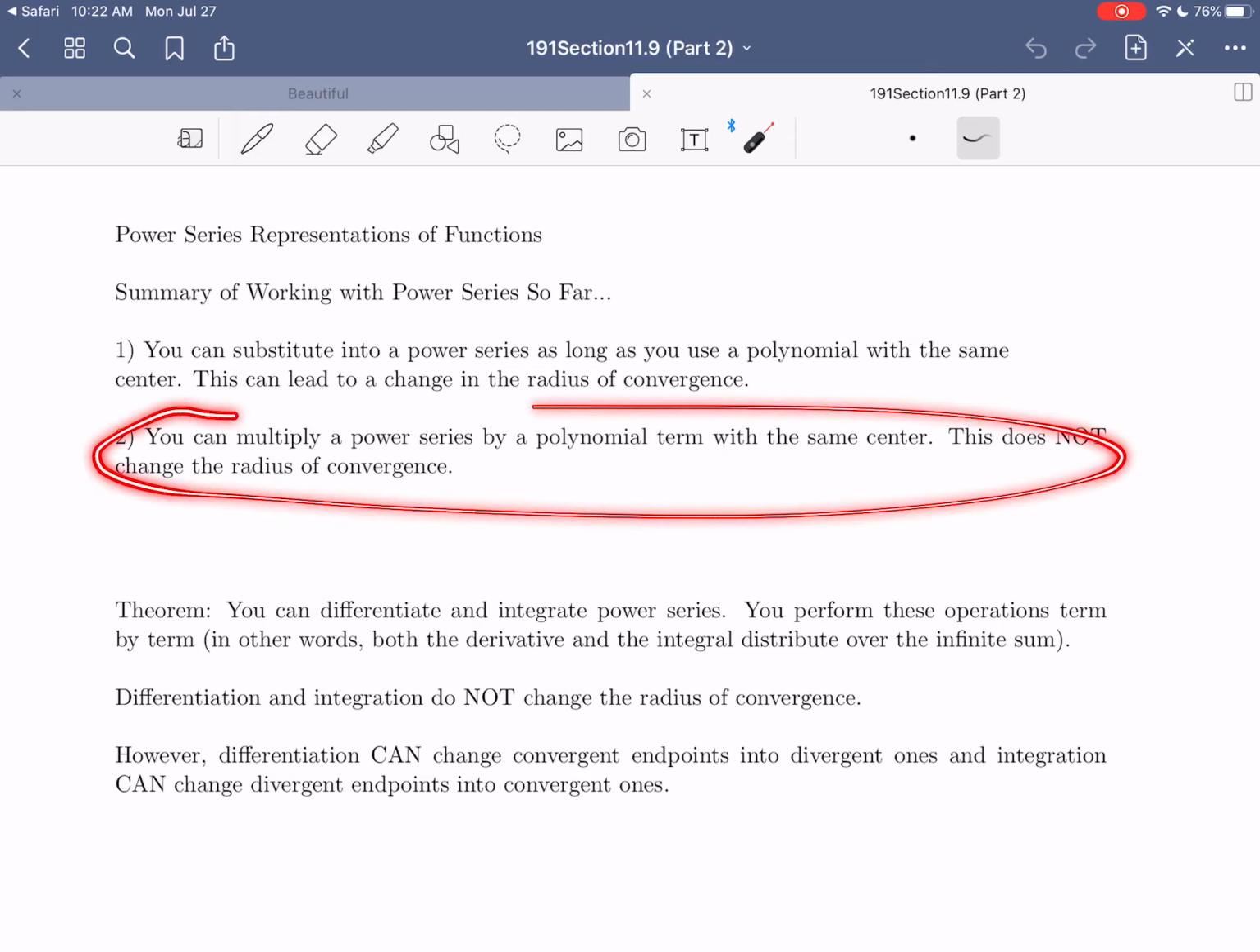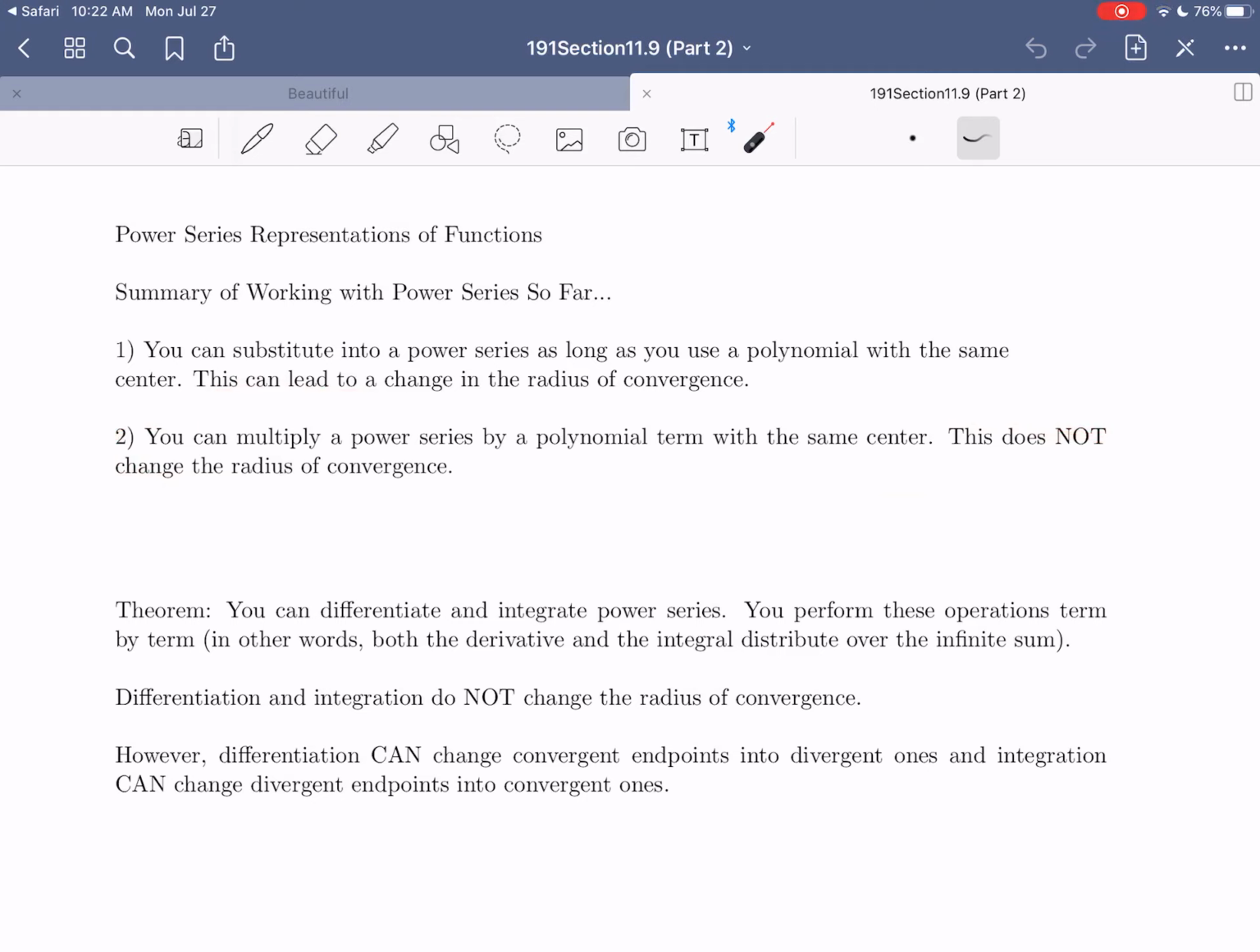The second manipulation that we saw that also can be pretty useful is that you can multiply a power series by a polynomial term with the same center. This does not change the radius of convergence. This was useful if we wanted to just multiply by an x or an x squared or something like that, we can do that and that does not impact that radius of convergence. So far in the previous video, these were the two manipulations that we used to build power series representations of functions. We're now ready to talk about our calculus manipulation of power series.